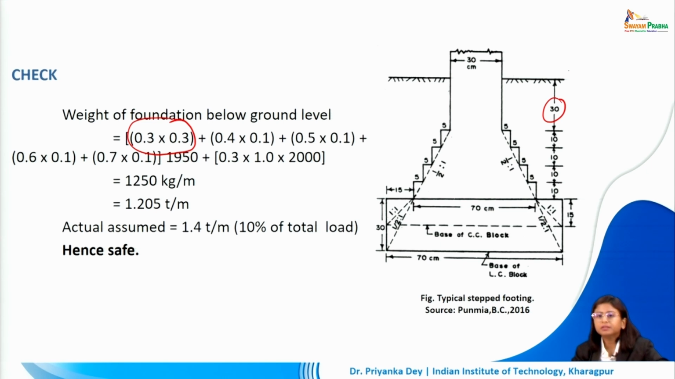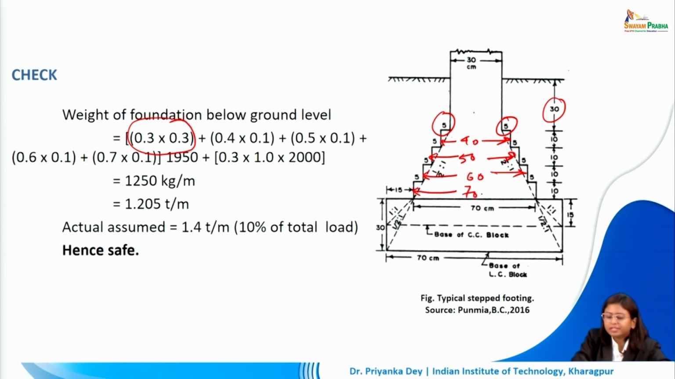Then we have the 40 centimeter layer. There are offsets of 5 centimeter on both sides. So that's going from 30 to 40. Again, both sides, so it will go to 50, then 60, and finally 70. So there are 4 steps. So each of the steps we're going to calculate individually.